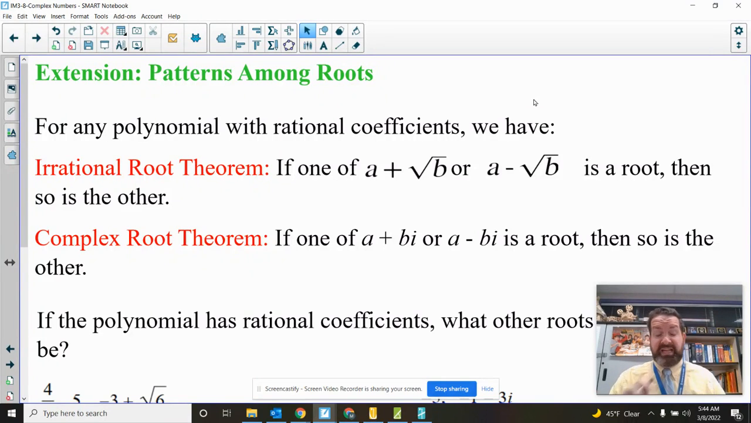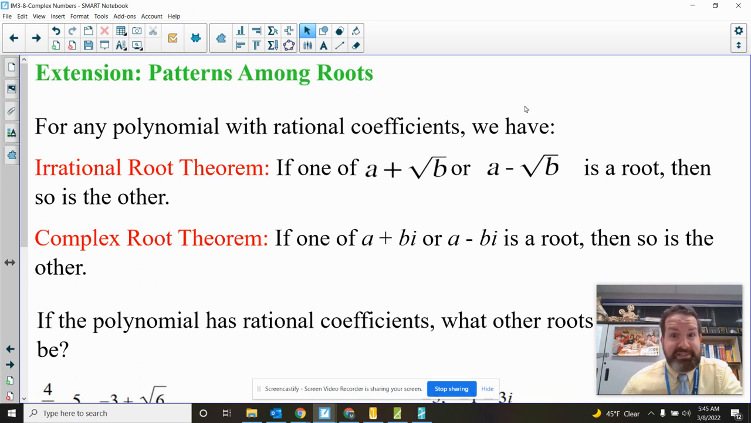So over the history of mathematics, we figured out some patterns amongst these polynomials and the types of roots that they have. So most polynomials that we work with have what are called rational coefficients. That means the numbers in front of all the variables are either whole numbers or fractions. So they're not numbers like pi that go on forever and don't stop. They're not square roots that don't simplify. It's either whole numbers or fractions or maybe decimals that stop. Those are the most common polynomials we deal with.